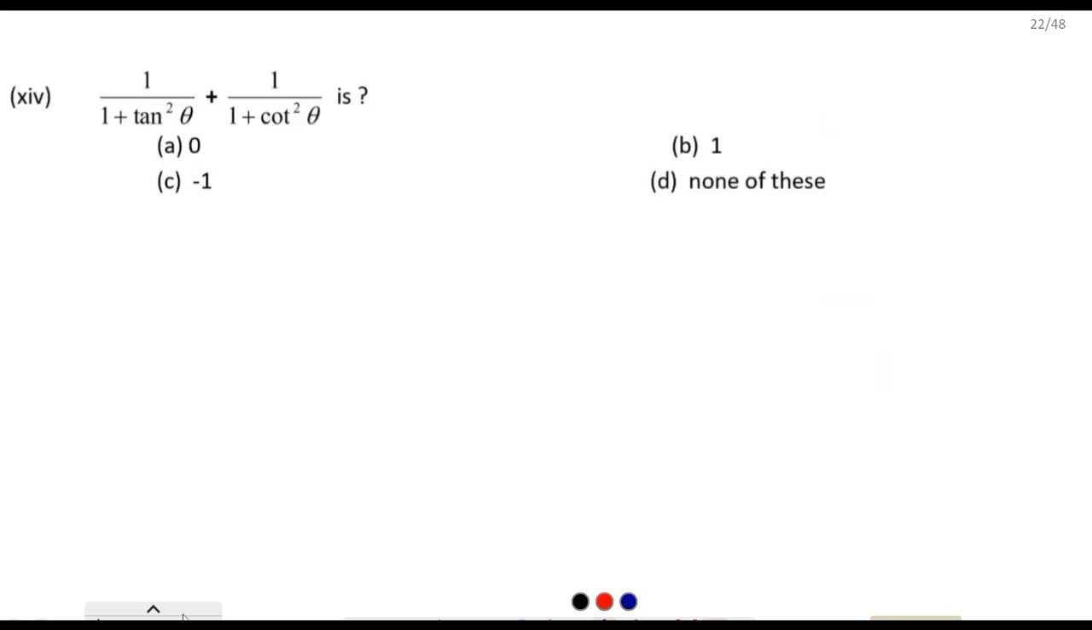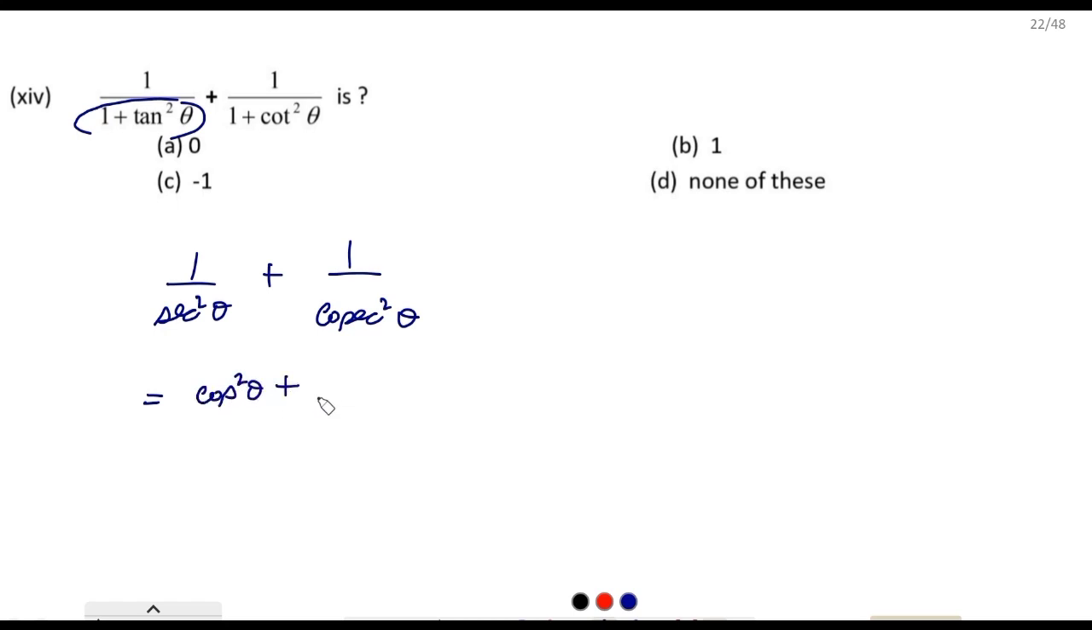Solve this trigonometrical identity. 1 plus tan square theta is sec square theta. Similarly, 1 plus cot square theta is cosec square theta. 1 upon sec theta is equal to cos theta, and 1 upon cosec theta is equal to sin theta. And this is 1.